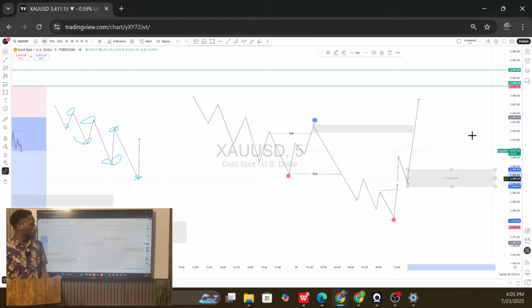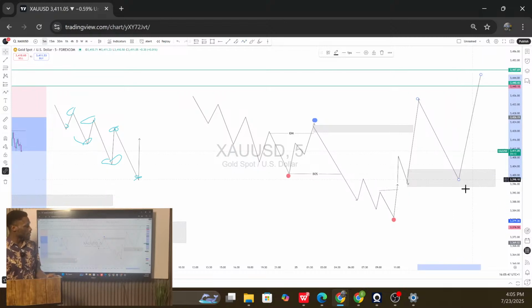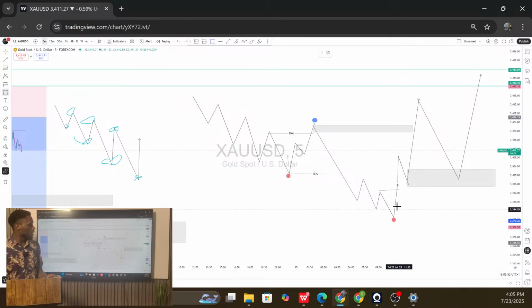So for a change of character entry, you are waiting for some structure point, maybe here at some pullback, and you're expecting price to just come down, take it up and return back from there. So this particular trading pattern is called change of character entry without an inducement.